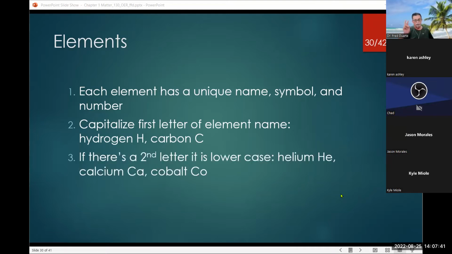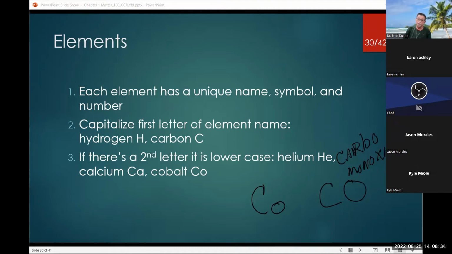But some elements have two letters, okay? This is important: the first letter is always capitalized, but the second letter is lowercase. And that's important because if you look at cobalt, which is the symbol Co, like that, by looking at that, I know you're talking about cobalt. But if you make that O a capital, this represents carbon monoxide. Sorry, I'm gonna have to troubleshoot my pen here, but that's carbon monoxide.